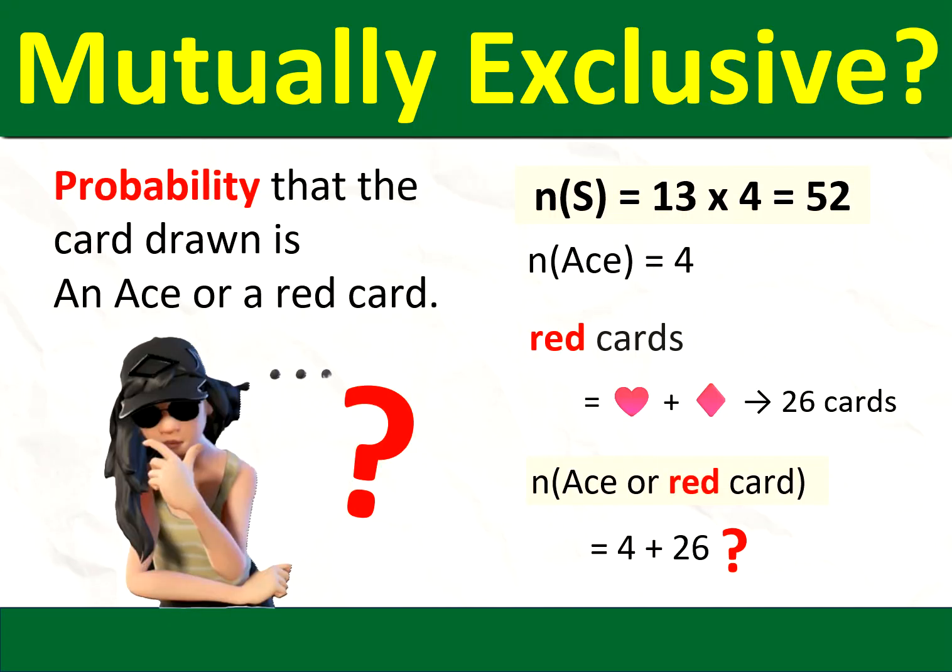Let's come back to the very first question. What is the probability of getting an ace or a red card? For such a case, one important question we need to ask ourselves is, are they mutually exclusive? We apply this concept whenever we see the word or, as in ace or red card. Do you think they are mutually exclusive? Are you able to simply add 4 ace cards together with 26 red cards?